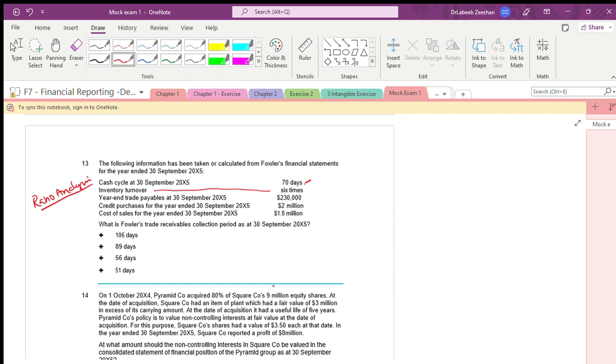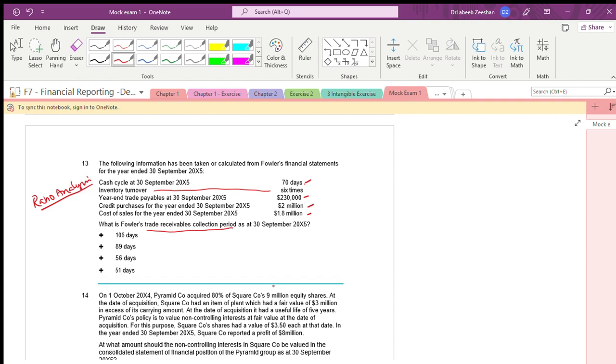Year-end trade payables: how much is there? 230. Credit purchases: how much is there? 2 million. Cost of sales is how much? 18 million. What is the receivables collection period?